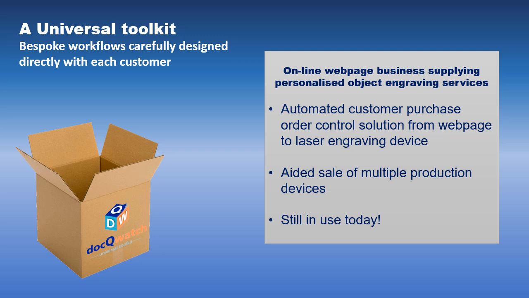The final example is an online web-based business that personalise and laser engrave items. The initial request came from a reseller to make a custom workflow to sort pages from large PDF files into a specific order and then subset staple it on the MFD. The functionality has now grown into a fully automated order sorting and distribution workflow that even drives the laser etching machines. This aided the sale of additional MFDs and has established a long-term relationship between the customer and the reseller. And again, the solution is still in use today.